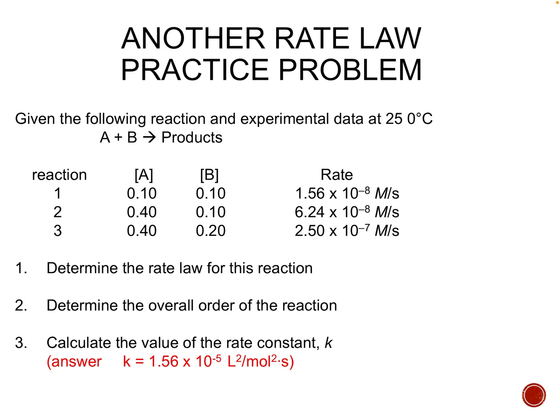So we have our reactions, we have our concentrations, we have our rates. And what I want you to do is determine the rate law, just like we did before, figure out the overall order of the reaction, and then calculate the value of the rate constant. So I have the answer down there, but I want you to go ahead and work through it. I just have the answer so that you know whether or not you're right as you are working through. Once you're done, unpause, come back, see the answer.